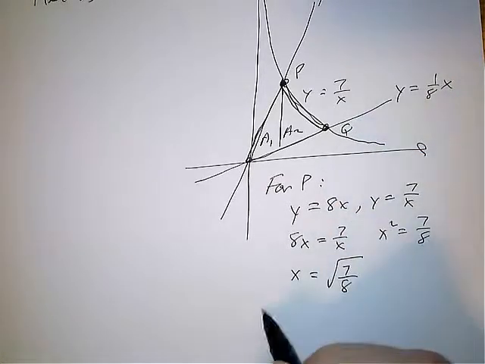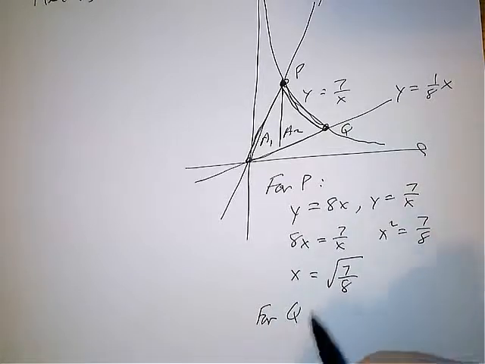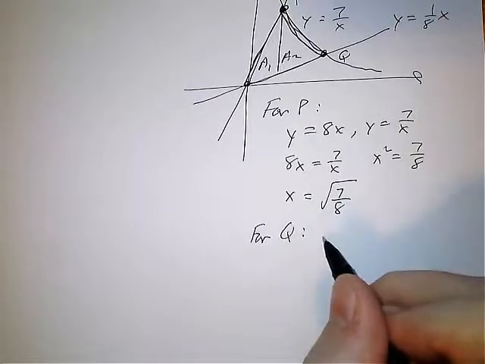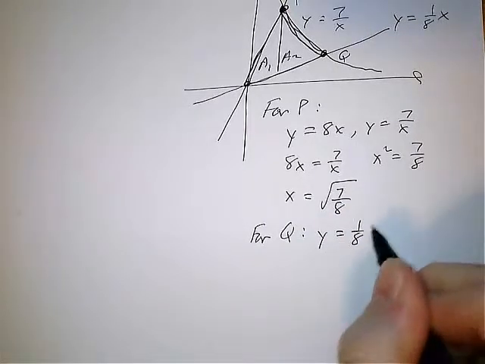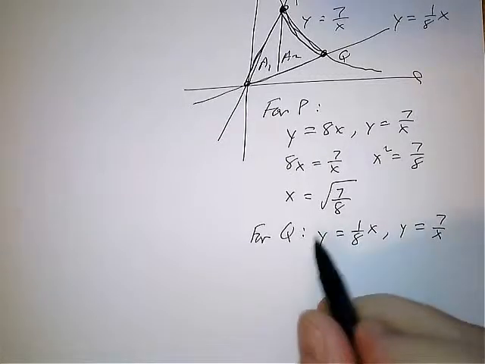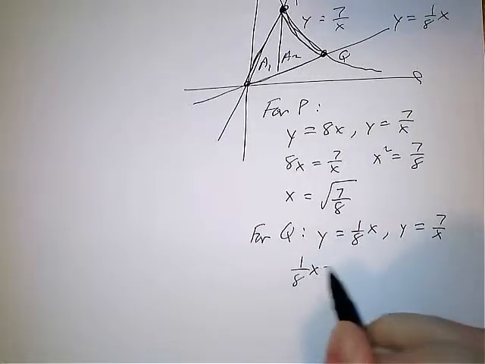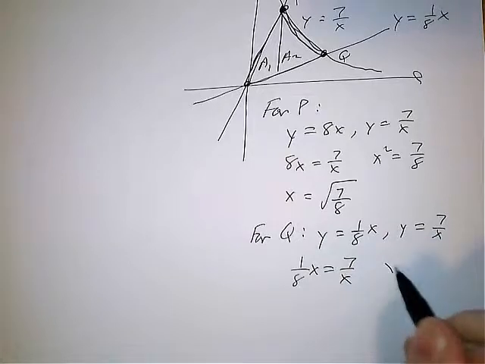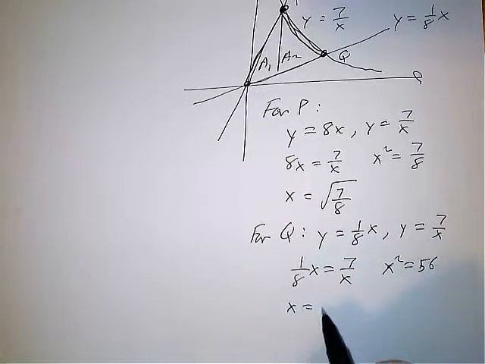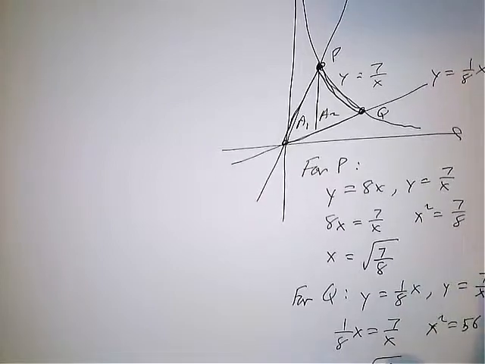I'll call this Q. So for Q, we want to be on y equals 1/8 x and y equals 7 over x. So 1/8 x is 7 over x. X squared is 56. So x there is square root of 56. Okay, now I can think about my areas.